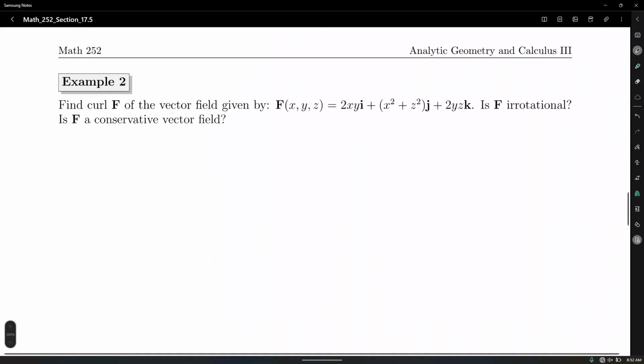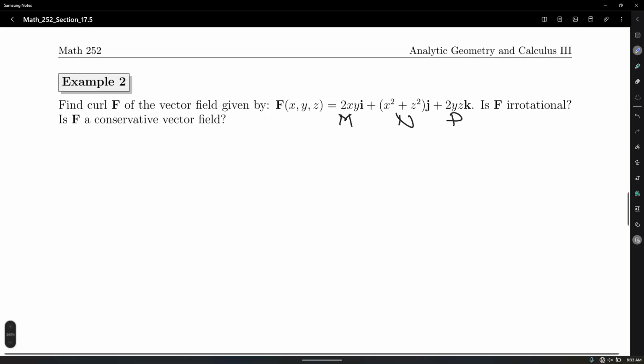So we're given a vector field F. Find the curl and determine if the vector field is irrotational. Now, is F a conservative vector field? We will see about it because, like I said, we're going to see some pretty cool connections with what we had seen in previous sections. Okay, so let's go for it. M, N, and P.